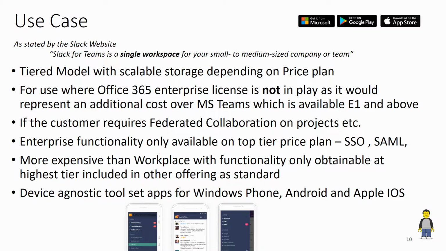If the customer requires federated collaboration on projects, you can use Slack. Currently, Microsoft Teams doesn't do that. Enterprise functionality is only available on the top tier price plan with single sign-on and SAML. It's more expensive than Workplace, with functionality only obtained at the highest tier. So Workplace by Facebook is quite a cost-effective solution. We'll discuss this later on in this presentation. It's also device agnostic, with apps for Windows Phone, Android and Apple iOS.